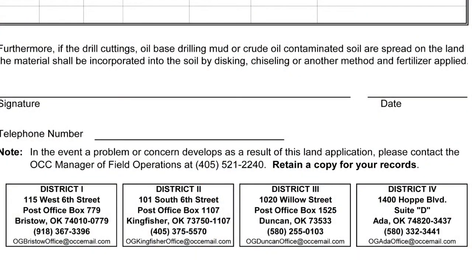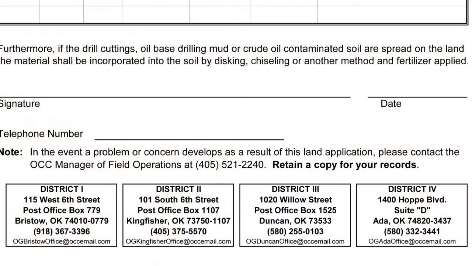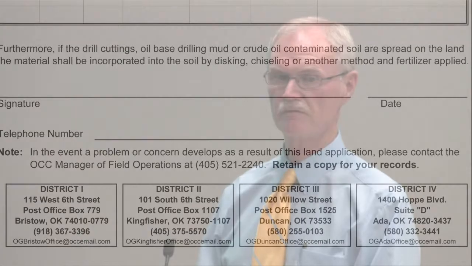Down at the bottom, we have the districts. The state's divided into 4 districts. The northeast part of the state is District 1. The northwest is District 2. Southwest is 3. Their phone number is here, their address. If you have any questions, if you see anything that's being done incorrectly, you need to call them and let them know.